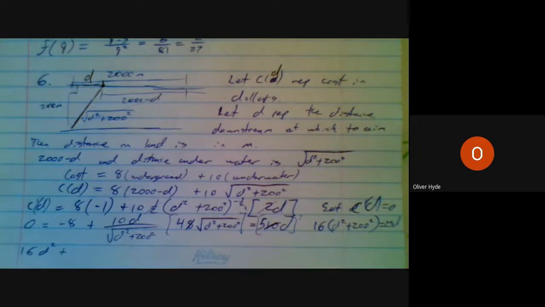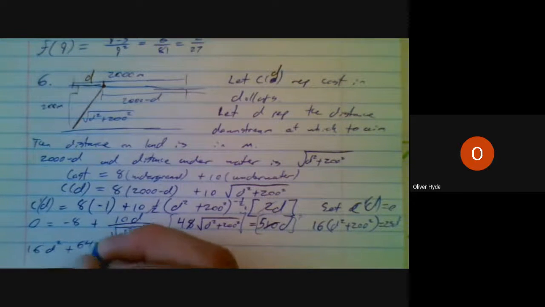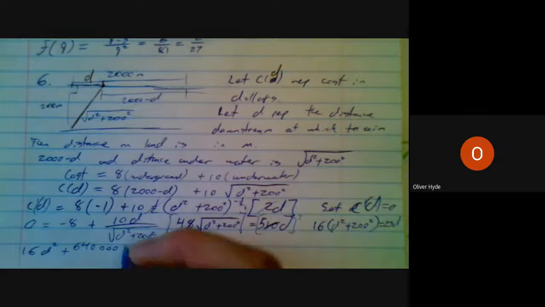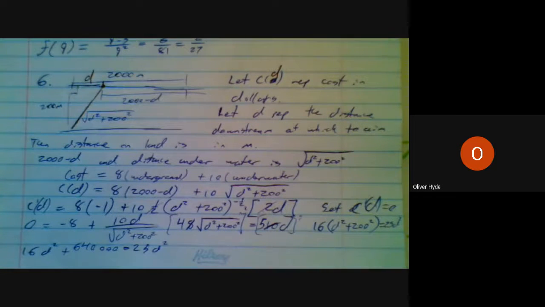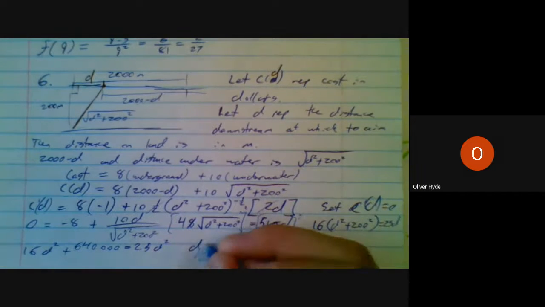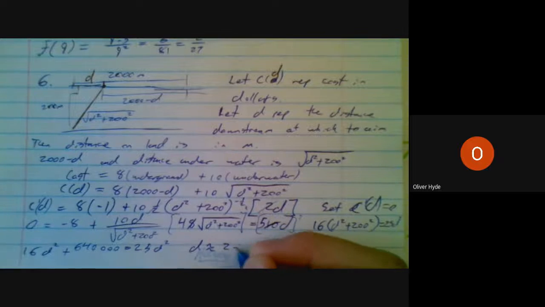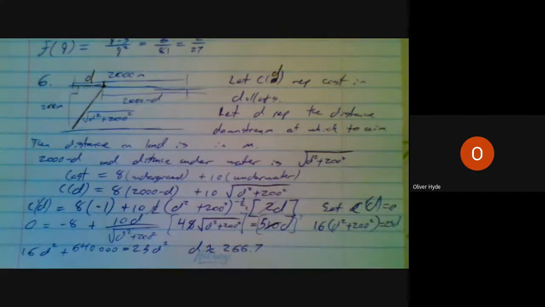Let's just see. 16 times 200 squared. It's a big number. 25d squared. How about we do 25d squared minus 16d squared and do 640,000 divided by that number. And then take its square root, maybe all in one step, and we get d is about 266.7.